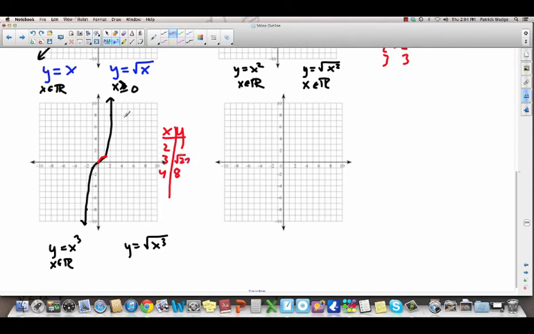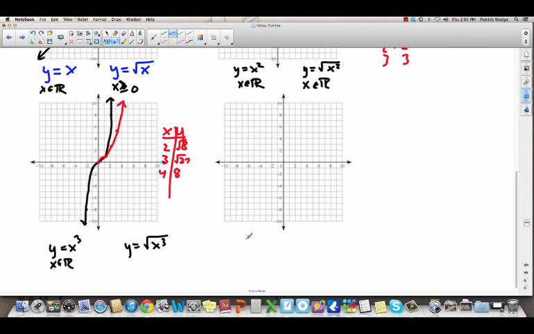So let's graph these. (4, 8), and the square root of 27, it's about 5 point something, so (3, 5 point something low). And 2 cubed is 8, and the square root of 8 is just below 3. So (2, just below 3), like that. So it's going to come like that.